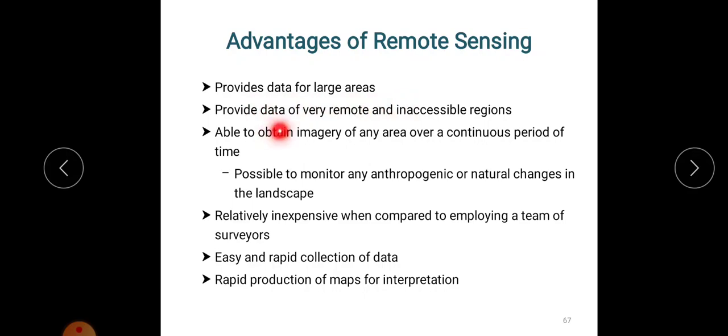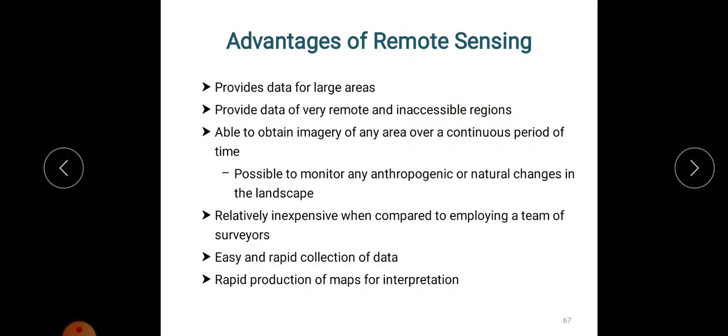Second, it provides data of very remote and inaccessible regions. Using this aircraft system, we can reach inaccessible regions, that is, on top of the sea or on top of any big forest. So inaccessible regions can also be reached using remote sensing. Also, in the case of natural calamities, we cannot reach those regions, so using this aircraft, we can reach them and take the remote sensing data.